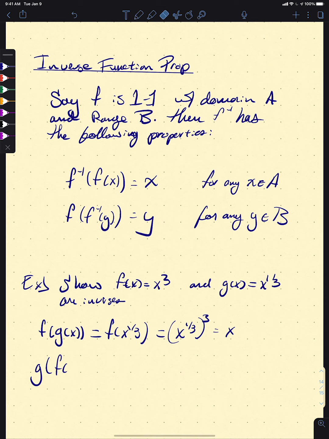We have g of f of x, which is going to be g of x cubed. So we're looking at x cubed to the 1/3. By the same reasoning as before, we multiply that 1/3 times 3 and just end up with x to the 1. So we have checked it. We've checked that our solution holds.